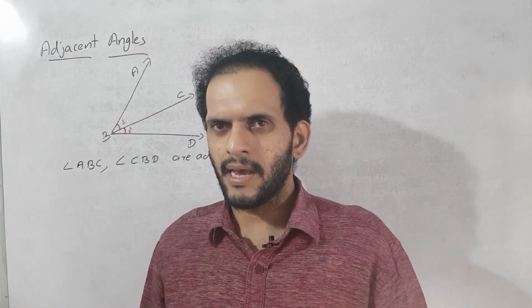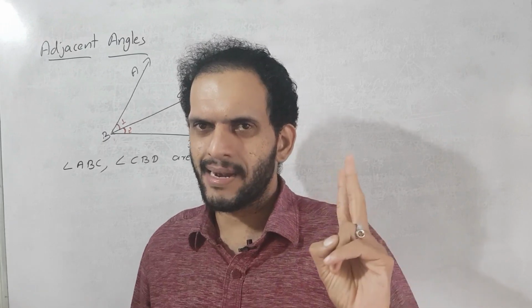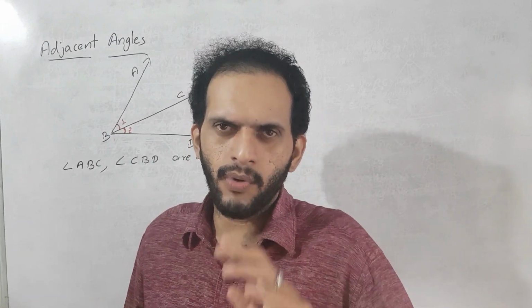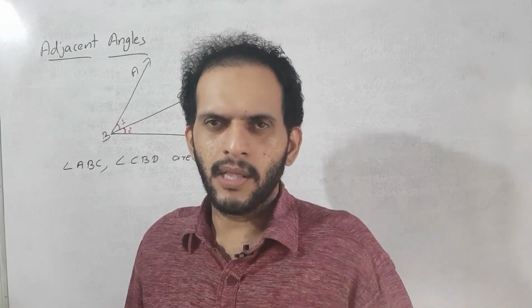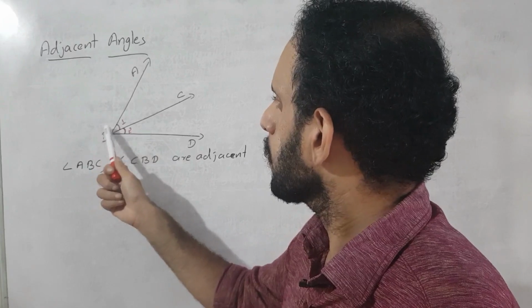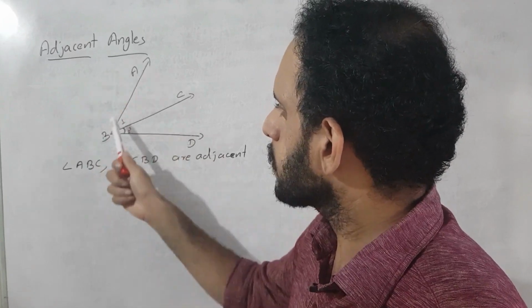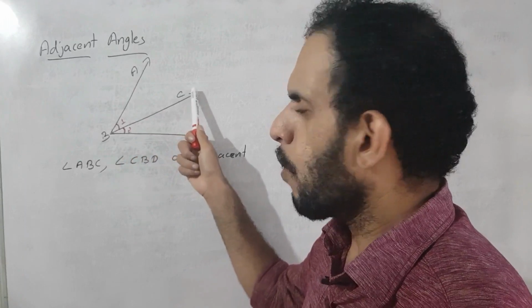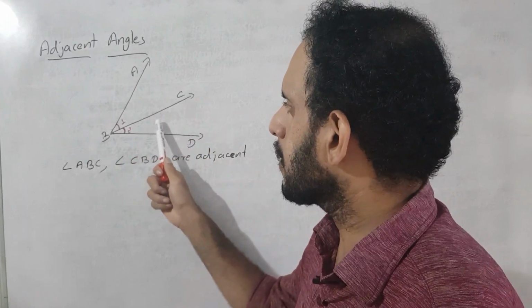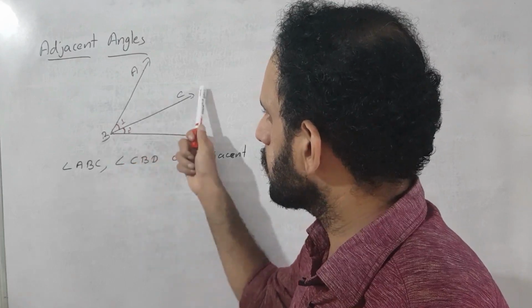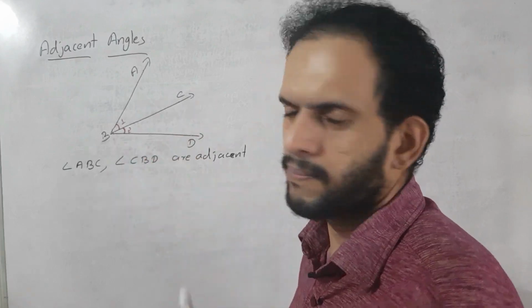Then the second one. What is the second idea? If they have a common arm. Now we go to the idea about arms. What are the arms of ABC? The angle ABC's arms are BA and BC. What are the arms of angle CBD? The arms are BC and BD.